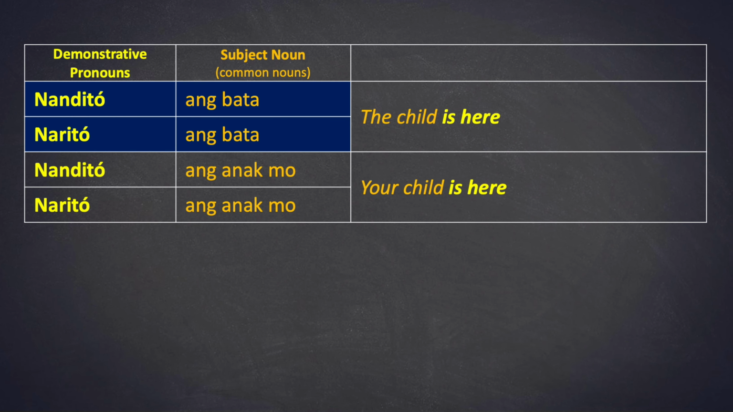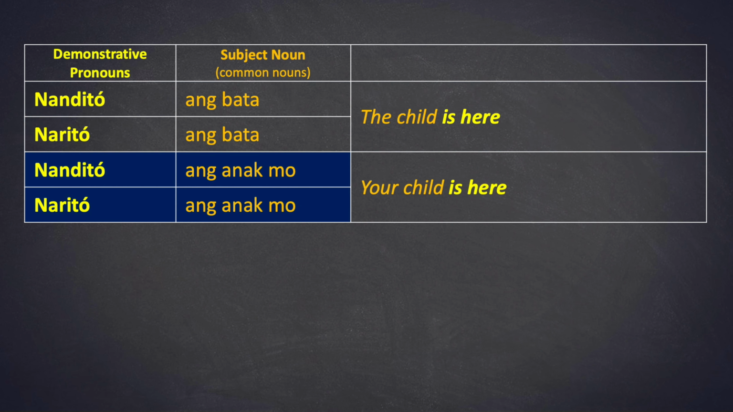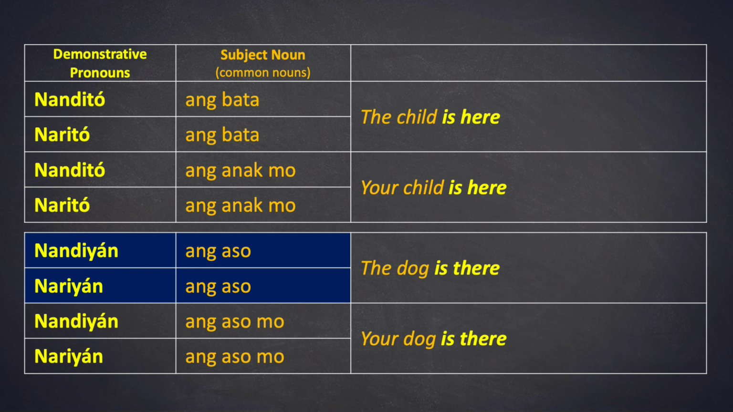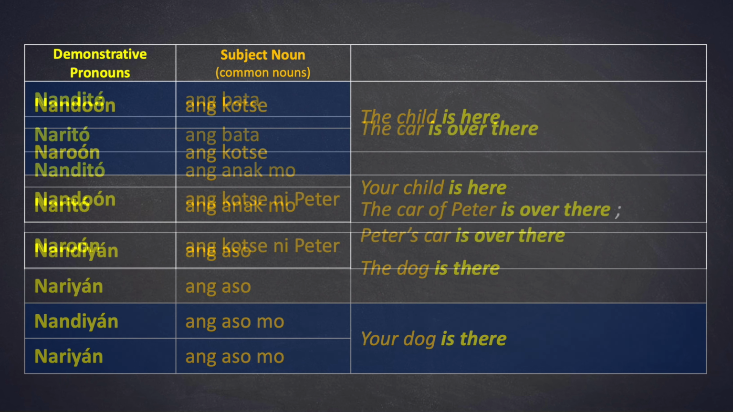Now, let's have some more examples. Nandito ang bata. Narito ang bata. The child is here. Nandito ang anak mo. Narito ang anak mo. Your child is here. Nandiyan ang aso. Nariyan ang aso. The dog is there. Nandiyan ang aso mo. Nariyan ang aso mo. Your dog is there.